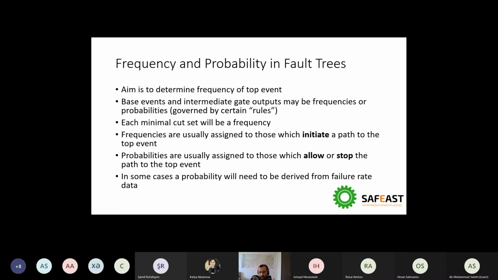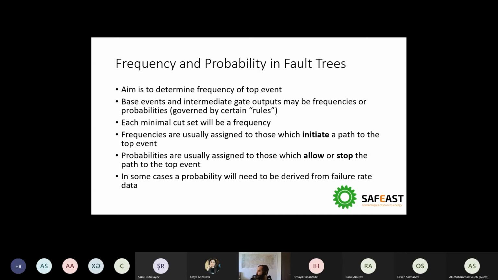And each minimal cut set should have a frequency, because finally at the top you should have a frequency, not a probability. Frequencies are usually assigned to those events which initiate a path to the top event. If you look at a tree, you will see that there are certain routes to the top. So you assign a frequency for this path, and probabilities are usually assigned to those which are like an enabler, which either allow or stop the path from further developing into the top event.